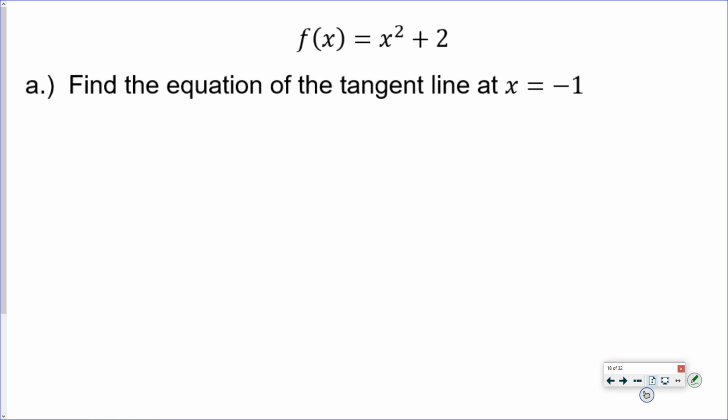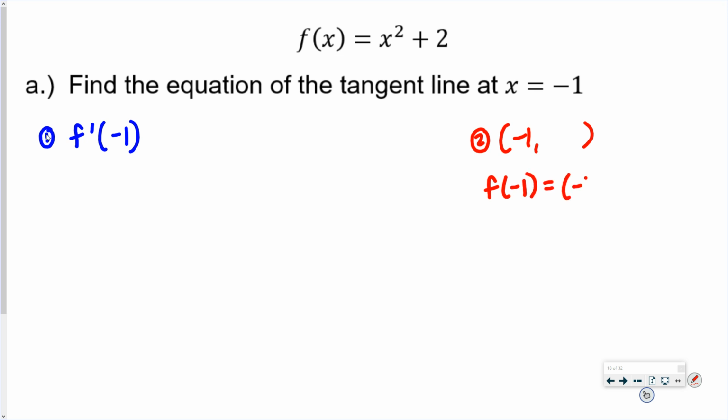Okay, find the equation of the tangent line at x equals -1. So two things if I want to find the equation of a line. First, I need the slope. So I need to find f prime of -1, the slope at -1. And the second thing I need is the point, which I know is -1 comma something. So I usually do the easy one first. I'm like, okay, what is that point? I plug in -1, and I get 3. So they want us to find the slope of the tangent line at the point -1, 3.